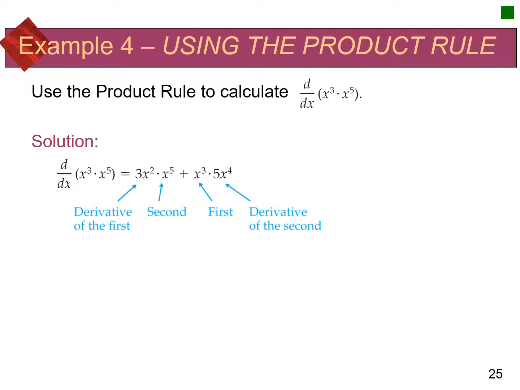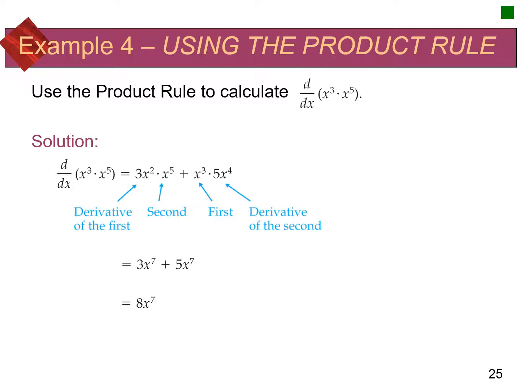I'm going to do the derivative of the first term, which is going to be 3x squared times x to the fifth, plus the first term times the derivative of the second, so x cubed times 5x to the fourth. Now when I do that, I'm going to get 3x to the seventh plus 5x to the seventh, which ends up being 8x to the seventh. But as I said, I could have done that a heck of a lot more easily if I had simply carried through the multiplication to begin with and went from there.